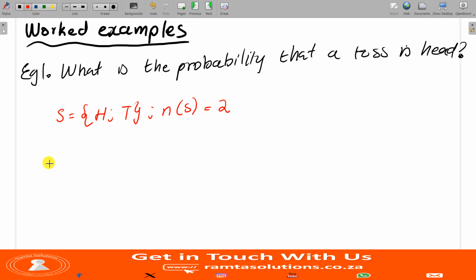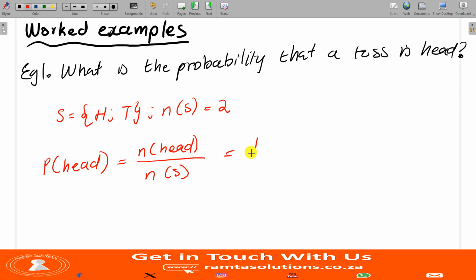So let's answer our question now. The probability that a coin will show head is the number of outcomes of head over the sample space. How many heads do you see in this set? You only see it once, right? So it's 1. And what is the total? You said it's 2.